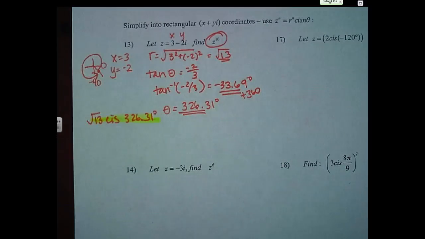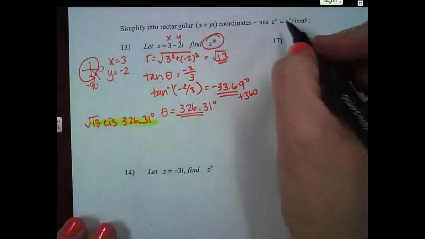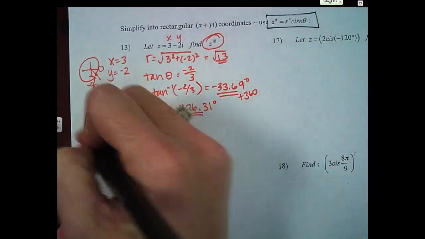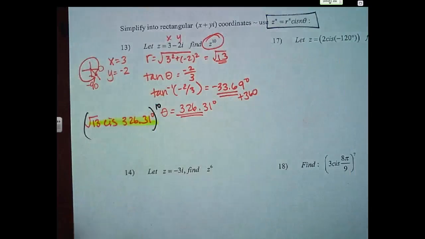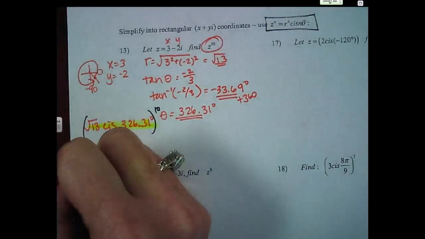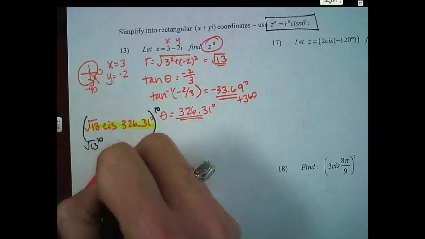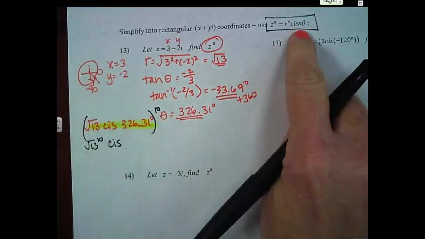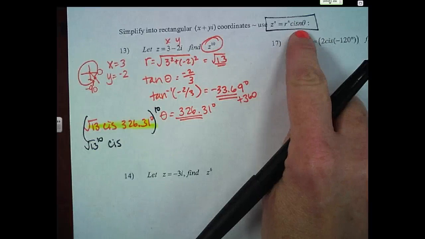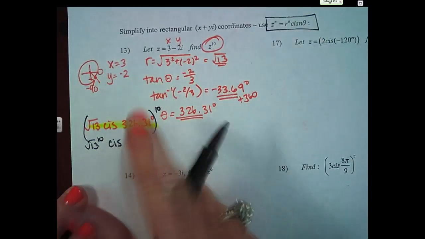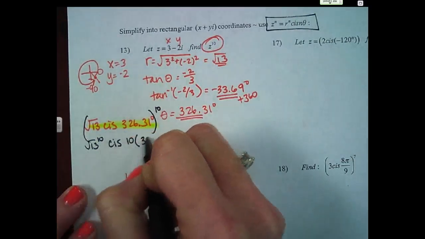Okay, what's my next step? What power do I want to raise it to? The 10th. So we're going to actually apply this formula. If I want to raise it to the 10th power, remember what it means. It means I want root 13 to the 10th power, CIS, and then according to the formula up here, I now take that 10 and multiply it times my angle. So 10 times 326.31.